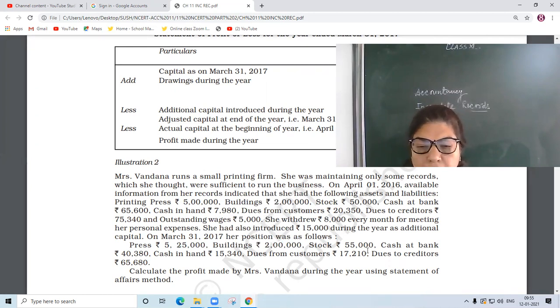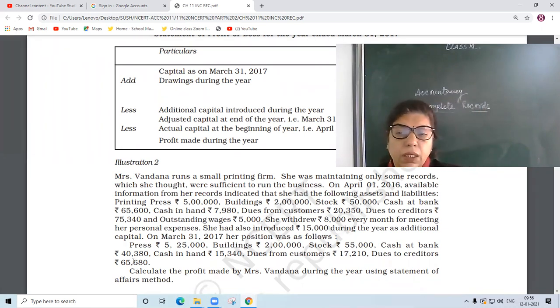Building 2 lakh, stock 55,000, cash at bank 40,380, cash in hand 15,340, all are assets. Due from customers, asset. Due to creditors, liability. Calculate the profit made by Mrs. Vandana during the year using the statement of affairs method. Okay, now please tell me what to do in this question.